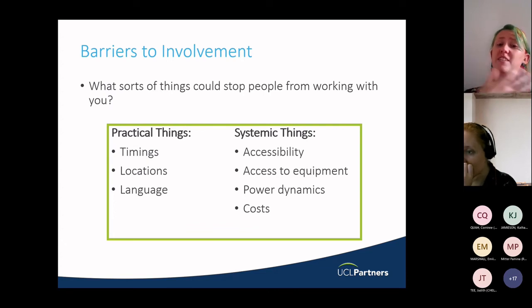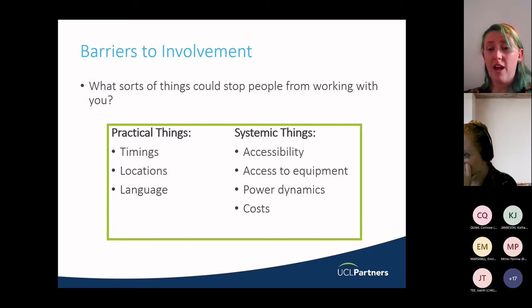Then also thinking about the systemic things, like accessibility. Making sure that people have access, that if you're working with communities who are blind or deaf, you accommodate that, and that if you're working with people with special needs, you accommodate that. Make sure you give people the opportunity to bring their carers along, or if they are a carer, that they can provide alternative care for whoever they're caring for during the time they get involved.